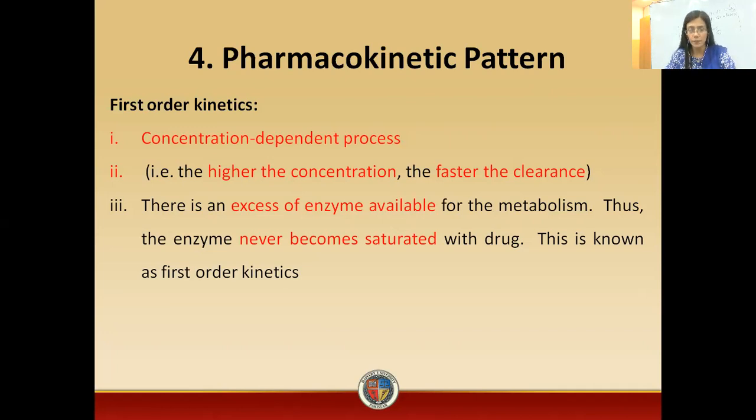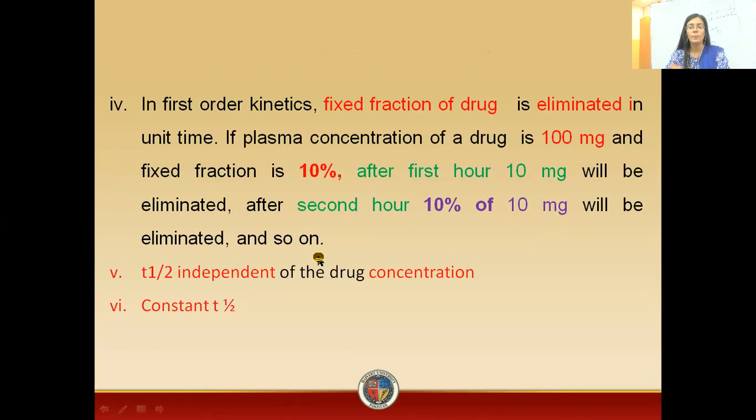Now again repeating these, first order kinetics is basically a concentration dependent process. Whenever there is a higher concentration of the drug, there is faster clearance of the drug, because in this system we have an excessive amount of free enzymes available, which never get saturated and are able to metabolize the drug. So in this case, there is a fixed fraction of a drug which gets cleared, which gets metabolized.